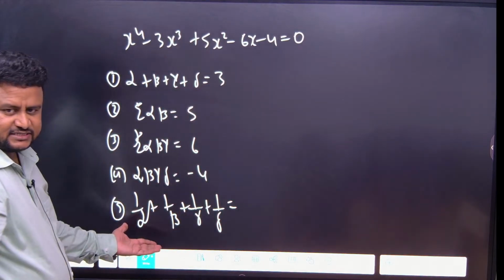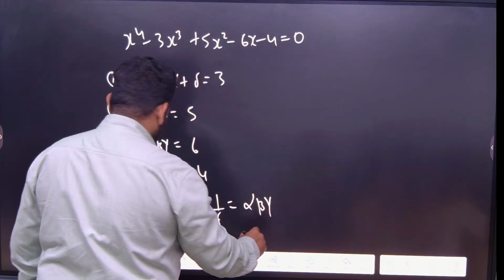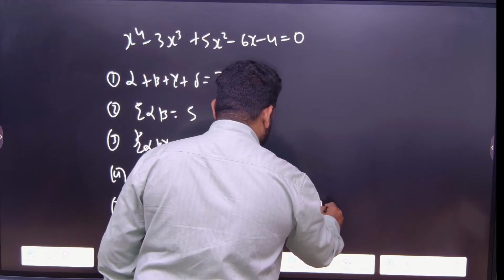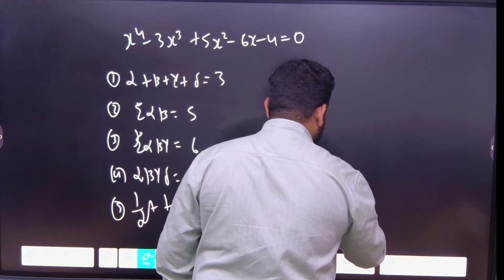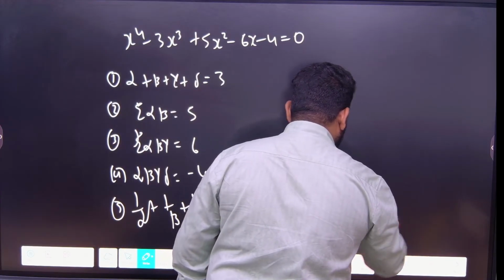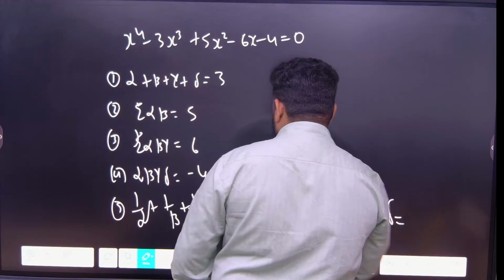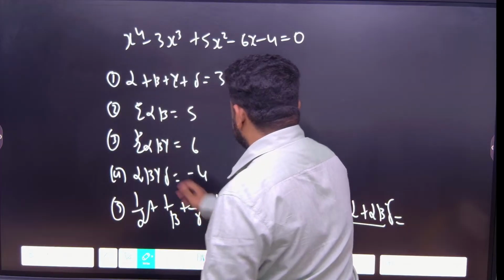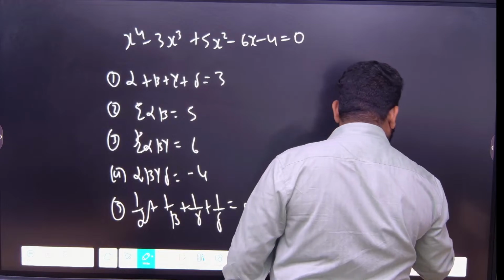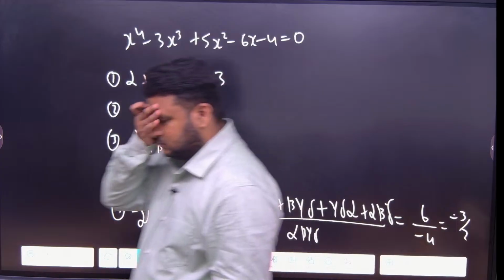So if you take this LCM, what will this be? Alpha beta gamma, beta gamma delta, gamma delta alpha, alpha beta delta divided by alpha beta gamma delta. So what did we get? The summation of this, alpha beta gamma, is what? 6 by alpha beta gamma delta, which is minus 4. We will get it as minus 3 by 2. That's all. That's all the theory.